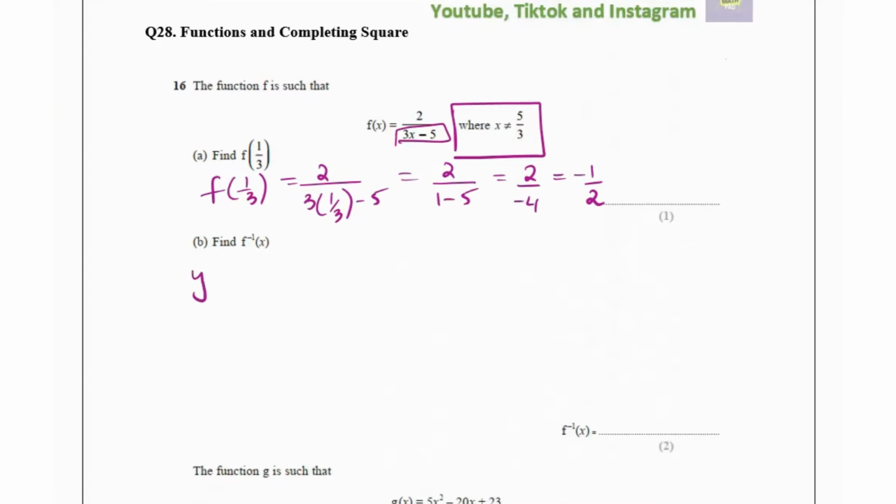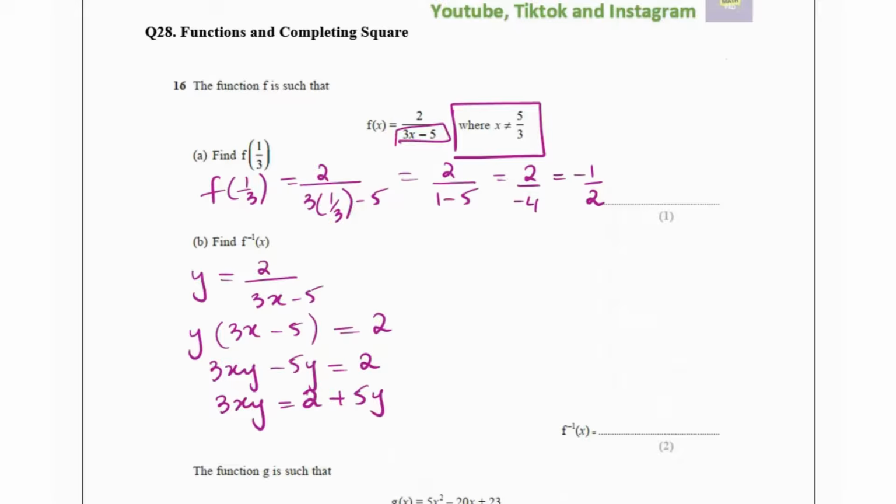Then find the inverse of f of x. So put the function equal to y. So y equals 2 over 3x minus 5. Cross multiply: y times 3x minus 5 equals 2. Expand the bracket: 3xy minus 5y equals 2. Take 5y to the other side. The reason why we're taking 5y to the other side is because we're trying to make x the subject. So we have to take everything else on the other side.